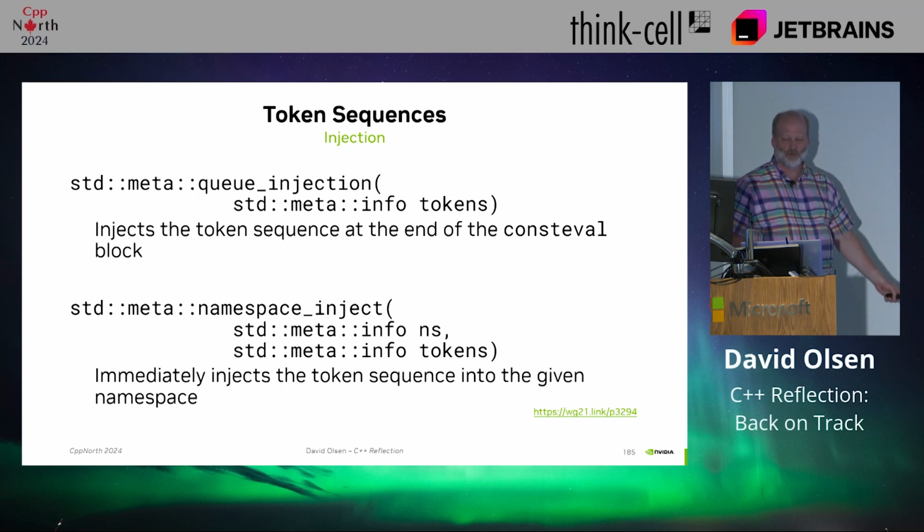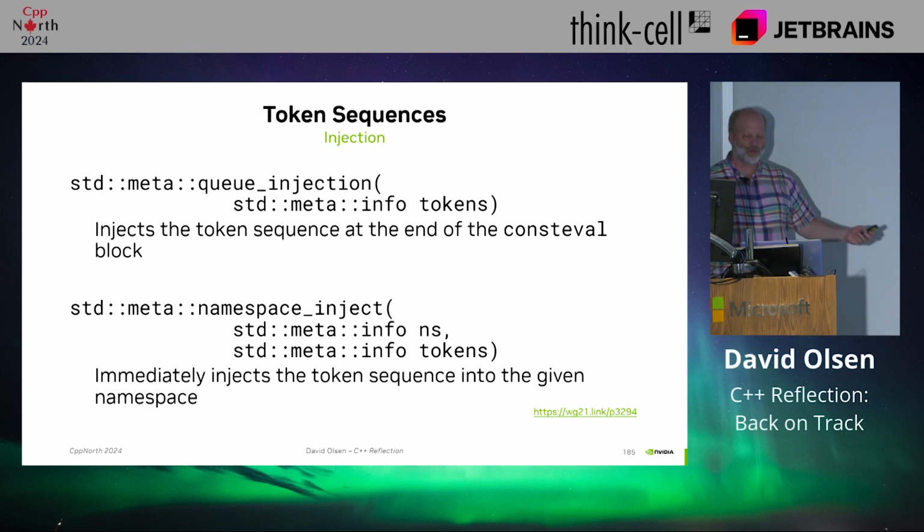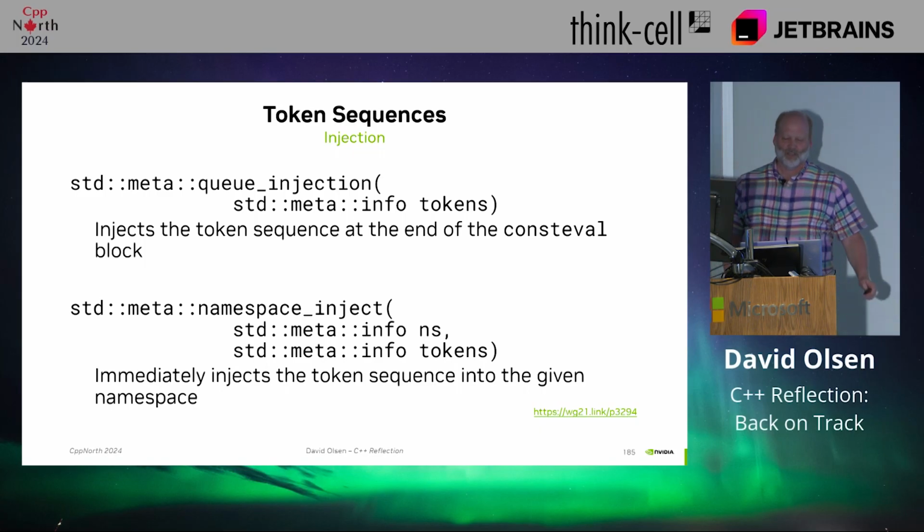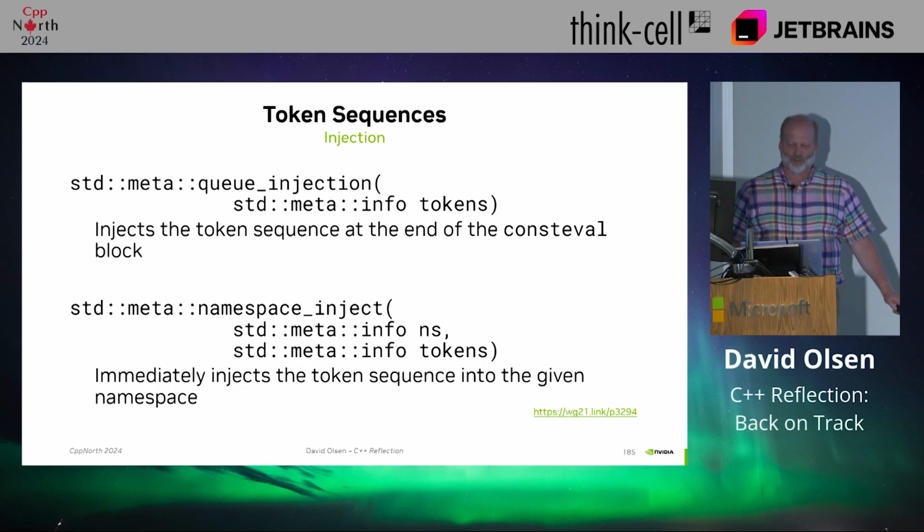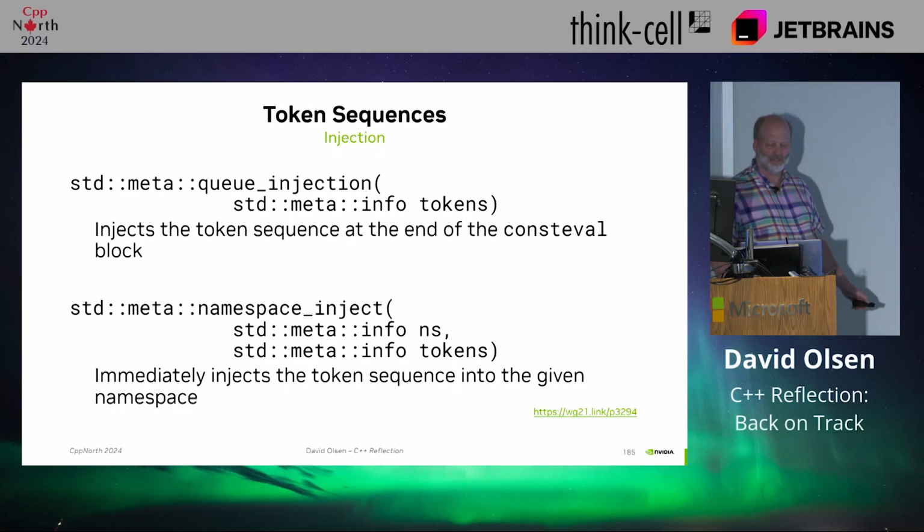Token sequences are only useful if we can inject them back into the code, so the compiler will parse and compile them. This is done with the functions queue_injection and namespace_inject. Queue injection injects the given token sequence into the code at the end of the consteval block in which the queue injection call appears. Namespace inject immediately injects the given token sequence into the given namespace. Immediate injection is only available into namespaces because namespaces are the only thing that are always open to extension. For everything else, you can only inject into the currently active scope.